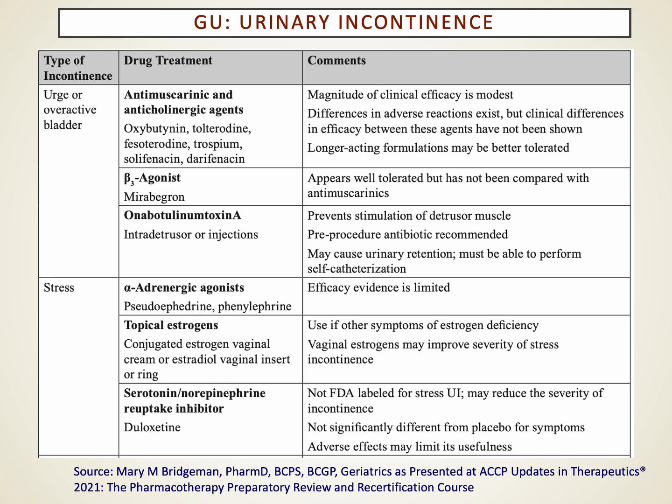So let's now look at some of the drug modalities we look at for treating different types of incontinence. Typically for urge or overactive bladder, the most common agents we'll see used are the antimuscarinics or anticholinergic drugs. There are a number of them on the market, and they offer some benefit here.